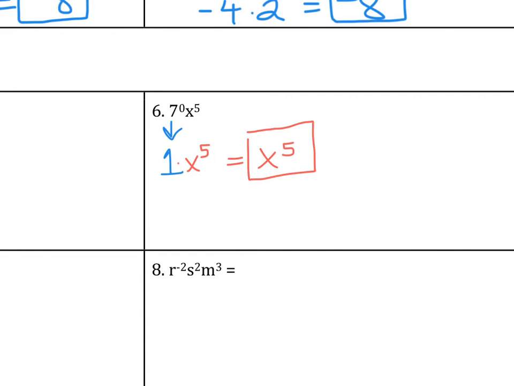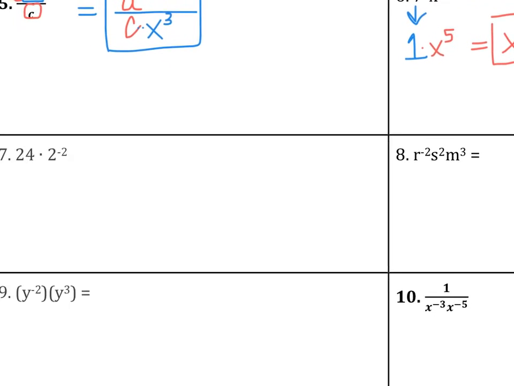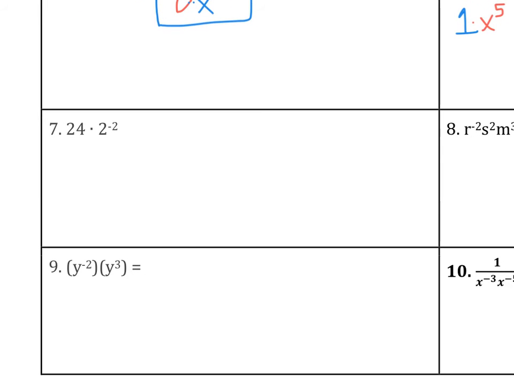Okay, let's take a look at number 7. Number 7, we have 24 times 2 to the negative 2. We're going to write these both as fractions. So 24 as a fraction is 24 over 1, and it's times 2 to the negative 2 over 1. And remember, we don't want the exponent on the 2 to be negative, so we're going to flip it around. This one's going to stay the same, and we're going to put the 1 on top and 2 squared on the bottom.